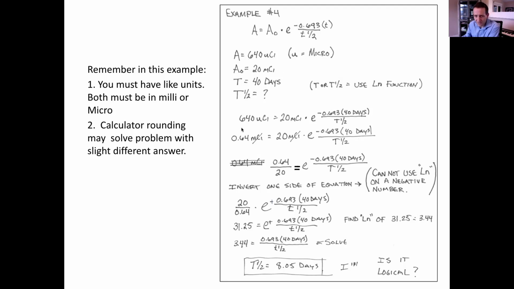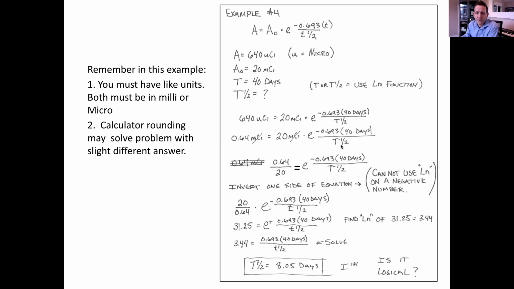So when I inputted that down here in my equation, originally I put what the factor was up here, 640 mics is equal to 20 millicuries times the log of negative 0.693 times 40 days over half-life. I've changed it now to 0.64 millicuries is equal to 20 millicuries, and now I have like terms which I can get rid of, times the log of negative 0.693 times 40 days over half-life.